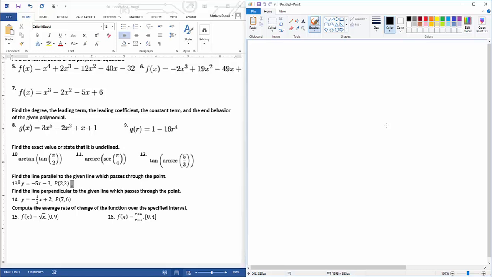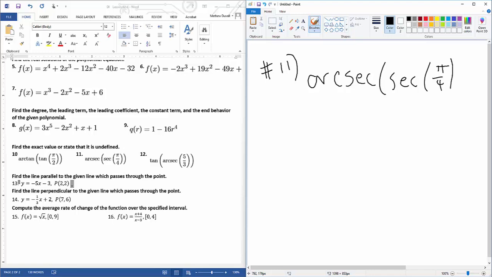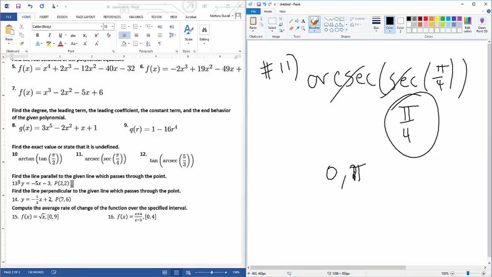So it says find the exact value or state that it's undefined. So let's look at number 11. So it says arc secant of secant. So those cancel out and I'm left with pi fourths. And so with the pi fourths, is that within the range? It is. So the range is going to be between 0 and pi for secant, and so that's going to be our answer.